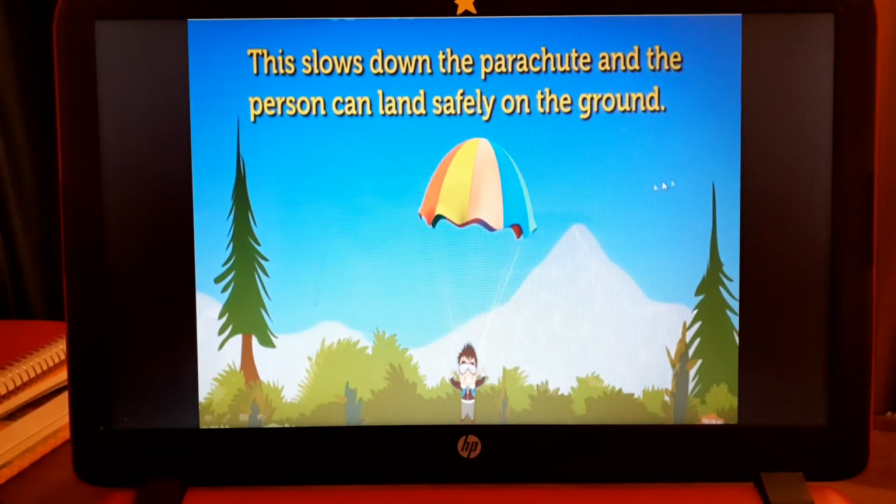Exactly. So what happens when you have a parachute? You get more air resistance. Well, the thing is, the more surface area hit by air, the more air resistance you will have. So you slow down much, much more than you would without a parachute.